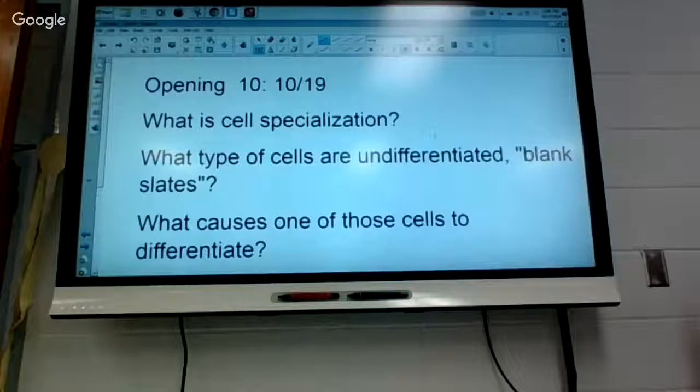So here's an example of how it can affect development. In turtles, temperature determines sex.